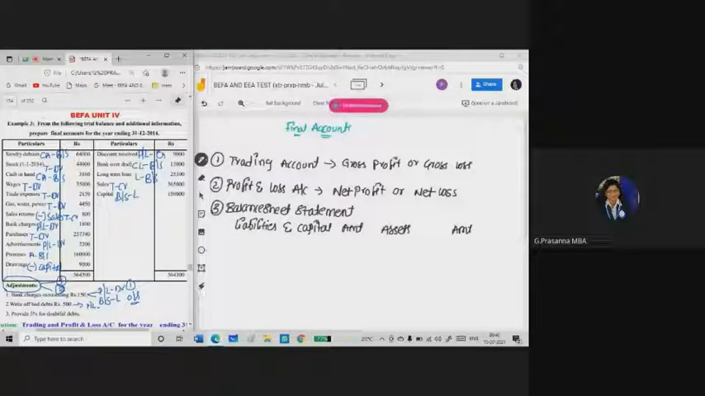And you see the last adjustment, he says provide 5% for doubtful debts. So you need to calculate 5% doubtful debts on the debtors amount. In this question he has given sundry debtors amount 64,000. So on this 64,000 you need to calculate 5% for doubtful debts. So let us prepare now.